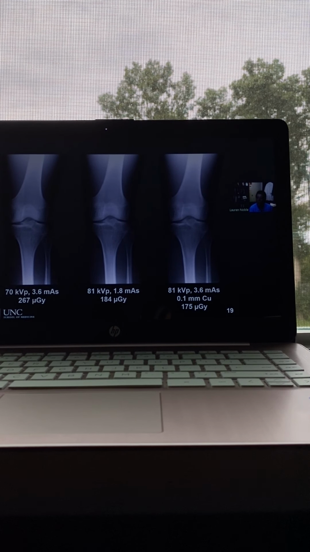So you okay with that added filtration? Okay. And keep in mind, this is added filtration that has nothing to do with tube requirements. This is just something above and beyond, okay?